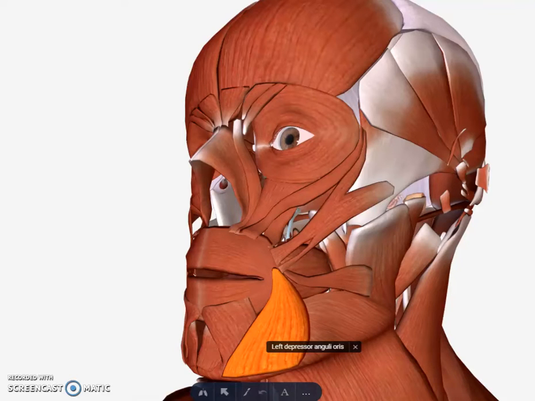This is the depressor anguli oris. It presses down the corners of the mouth to form frowning. The origin is the mandible. The insertion is the mouth angle.